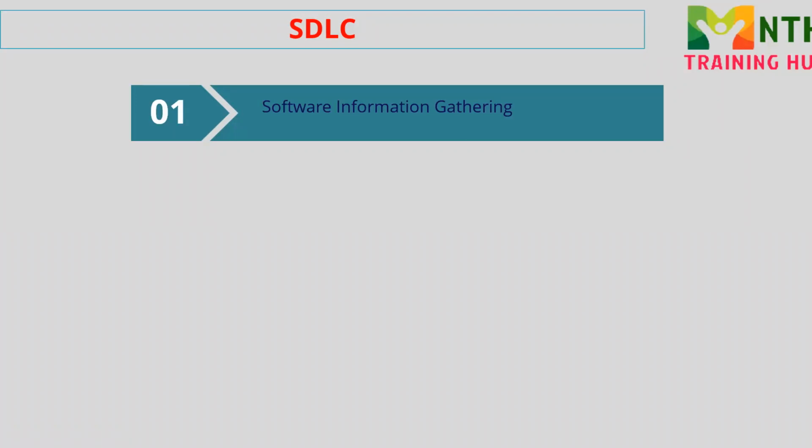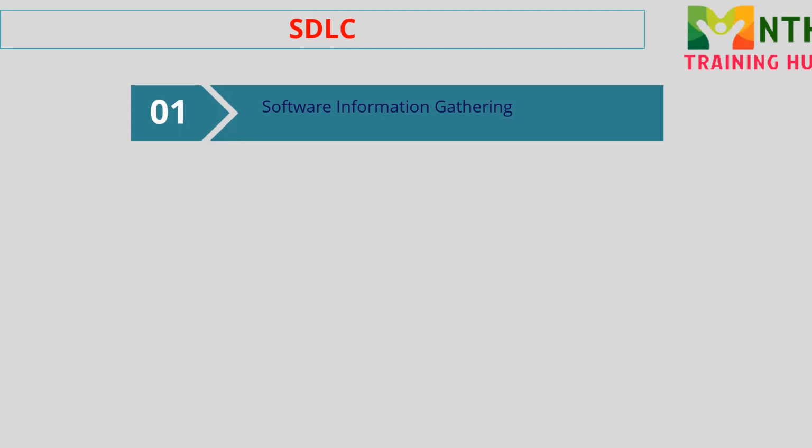The software development lifecycle has a set of stages. Very importantly, we have five stages. The first stage is software requirement gathering, which happens by the business analyst with the client.